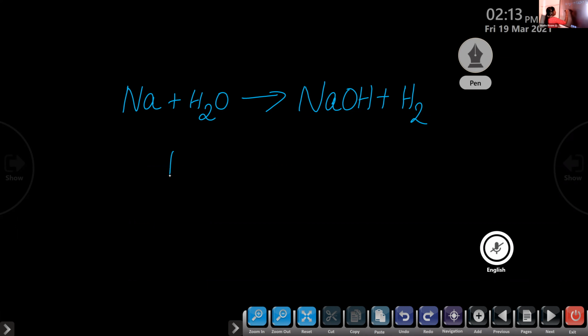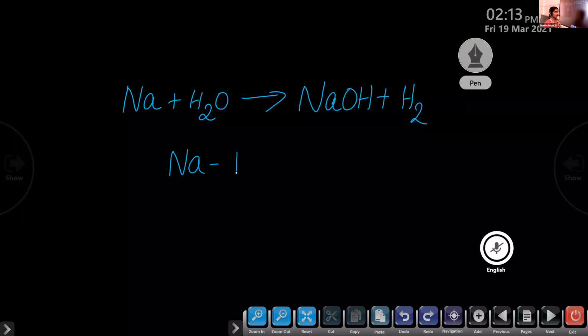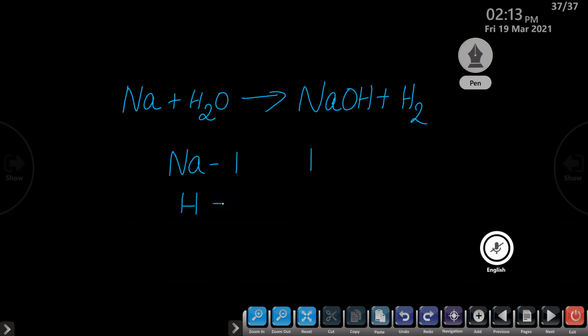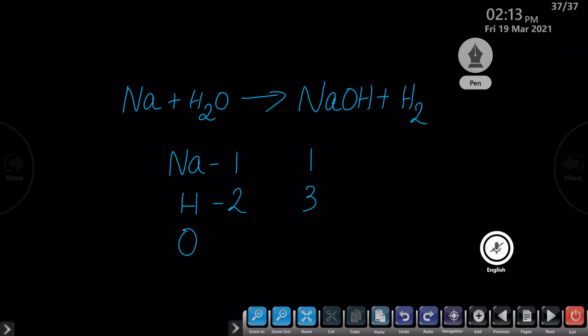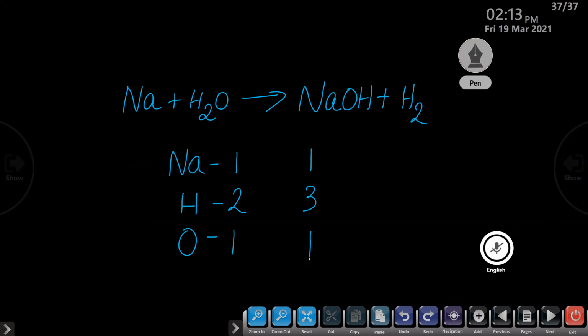So sodium plus water gives sodium hydroxide plus hydrogen, right? In the left hand side, the number of sodium atoms is 1. Then what about the right hand side? It's also 1. The next one, hydrogen. What about hydrogen in the left hand side? 2. Very good. Then in the right hand side, 3. The next one, oxygen. In the left hand side, 1. Then right hand side, 1. So only need to balance hydrogen atoms, right?